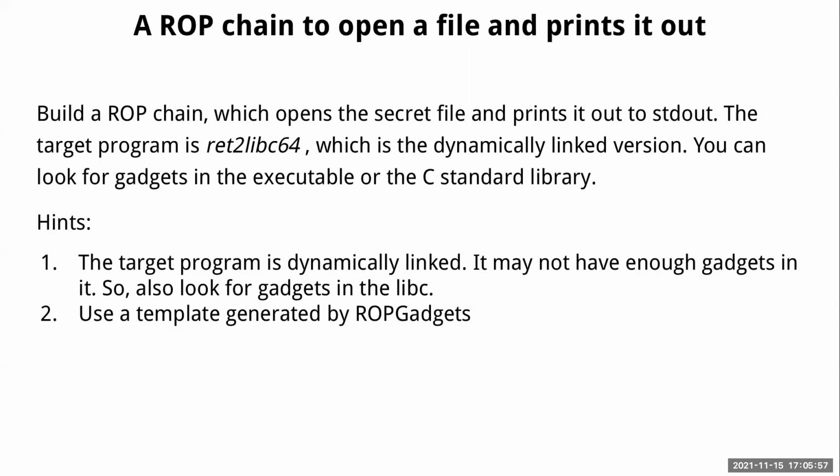Okay, so let me remind you what we're doing here. Our goal is to develop a ROP chain, or we call it a ROP shellcode. This shellcode is supposed to open a secret file and print the content out, and the victim program is return-to-libc 64. This is a dynamically linked program, so you can look for gadgets in the executable itself. You can also look for gadgets in the libc library.